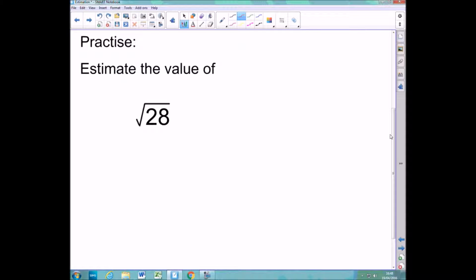Okay, so hopefully you've had a go at this. Now, I know that the square root of 28 is sandwiched between the square root of 25, which is 5, and the square root of 36, which is 6. So it's going to be between 5 and 6. I also know that it's slightly closer to 5 than it is to 6. So I'm going to pick a number closer to 5, and I'm going to estimate it at 5.3.